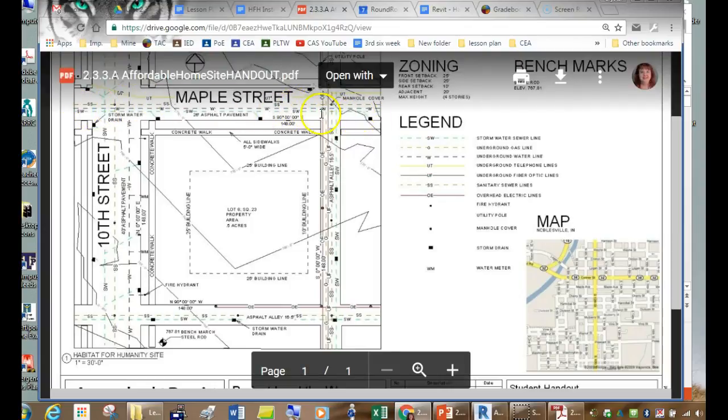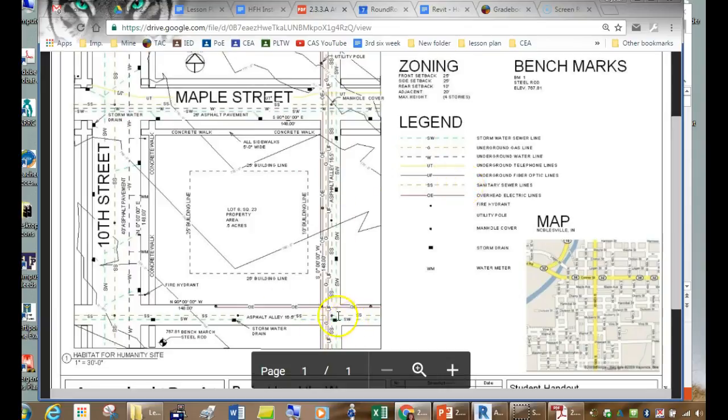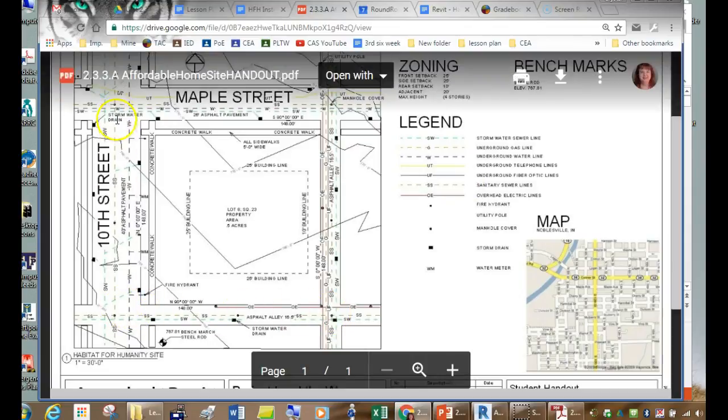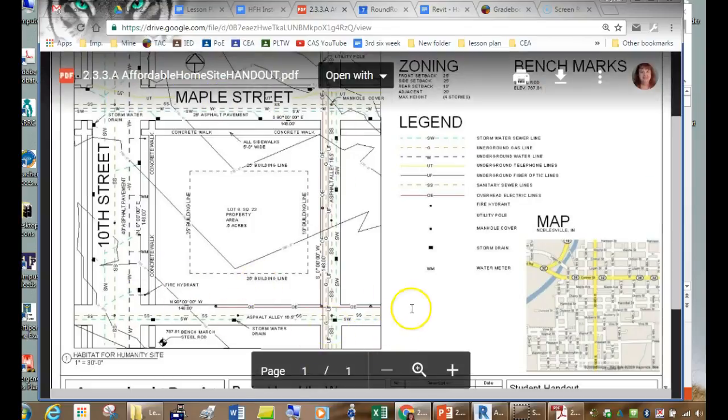So you can have water come into your house from this direction, anywhere along here, because there's water running this direction, and there's also a water line running on this side. So when the water enters your house, it's going to enter from this side or this side here. And then the sanitary sewer lines, that's where you can take the wastewater out of your house. There's actually a sanitary sewer line on each one of these streets, so you'll be able to have the sanitary sewer exit any of the directions out of your house as you want.